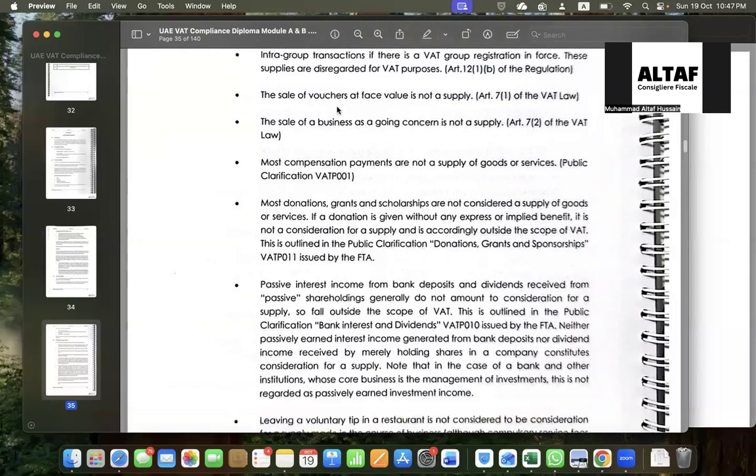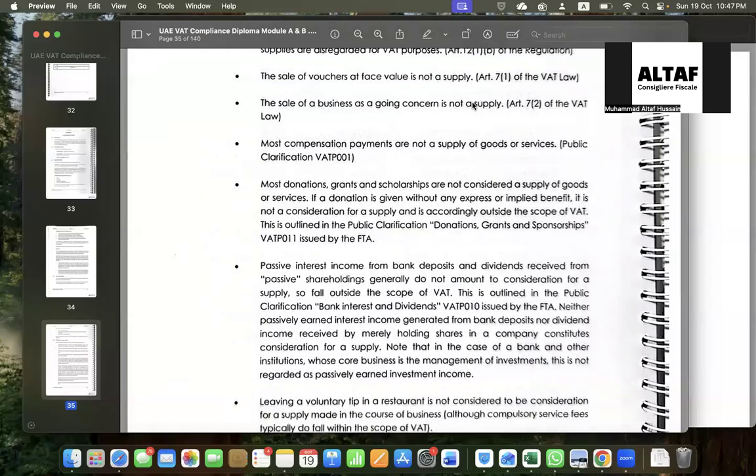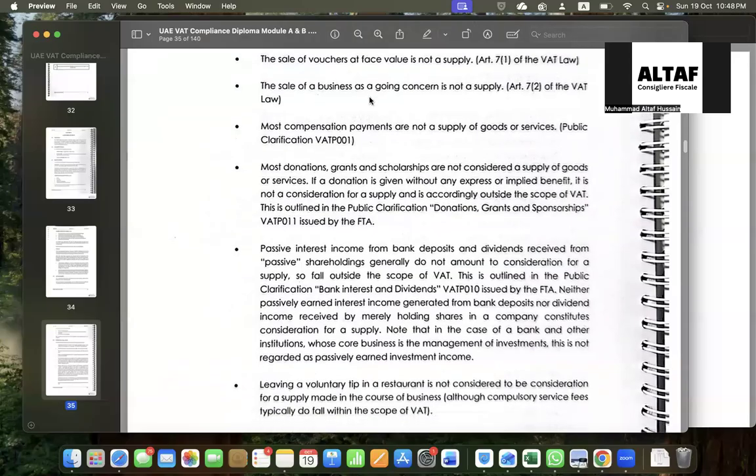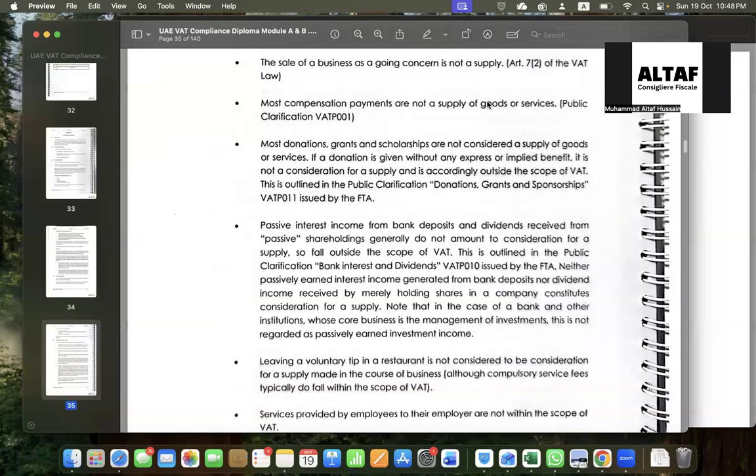The sale of vouchers at face value is not a supply. So there you go. If there is a sale of voucher, it's basically cash for cash, so no VAT implication arises. The sale of a business as a going concern is not a supply. So some taxable person sold the business as a going concern, and the other guy who's acquiring the business is going to continue either the same or a similar business, and he will stay a taxable person. It's a going concern transfer, but this will not attract VAT. It will be an out of scope transaction.